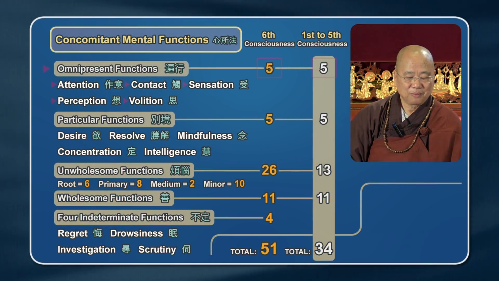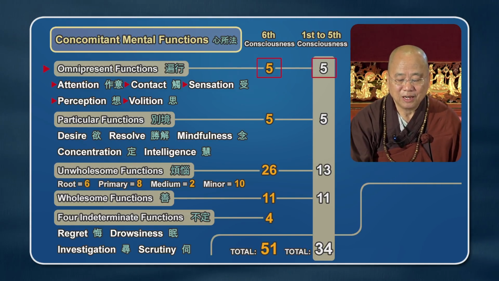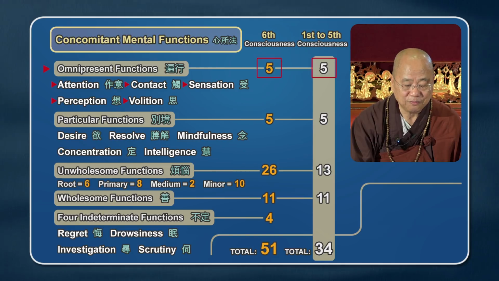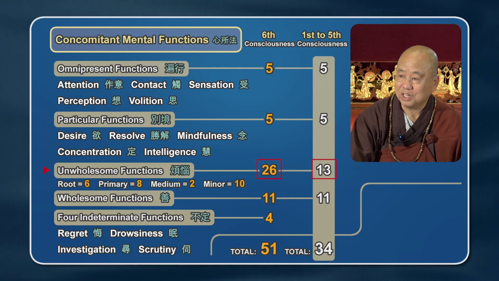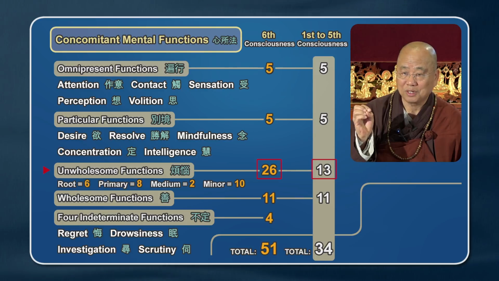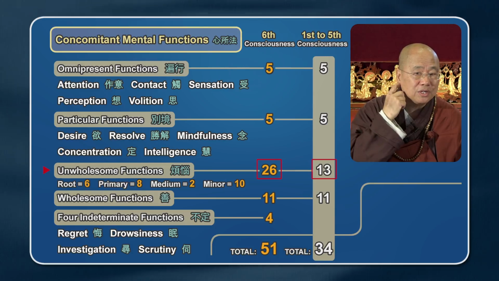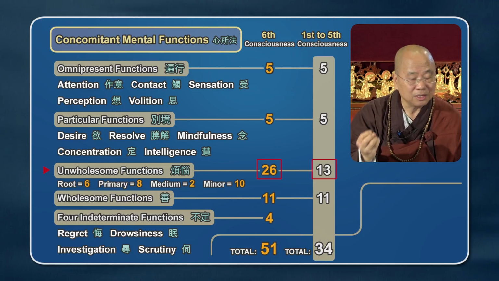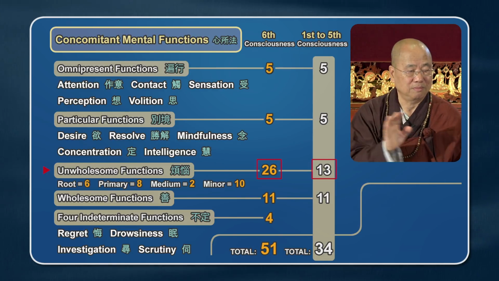All right. So the first 5 consciousnesses have the same omnipresent mental functions and particular mental functions as the 6th. How about unwholesome mental functions? Remember when we studied the first 5 consciousnesses, we have 13 unwholesome functions that are related to our eyes, our ears, our nose, our tongue, our body. We have 13 unwholesome mental functions.